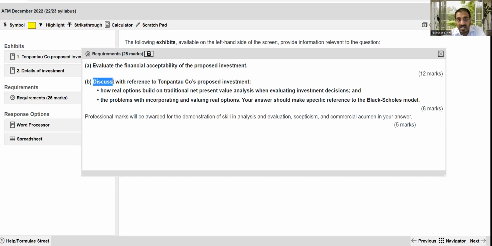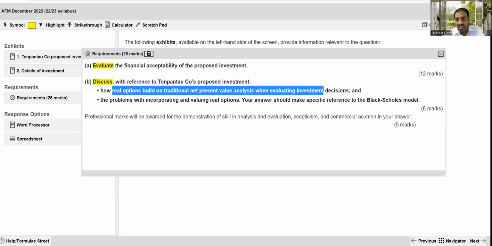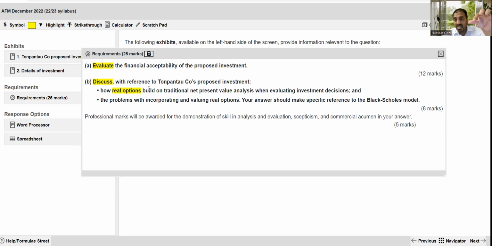Do remember here the term discuss. A part, the term used is evaluate. B part, discuss. Discuss with reference to Tonpantau company's proposed investment, how real options build on traditional NPV when evaluating investment decisions. So B part is related to real options discussion.